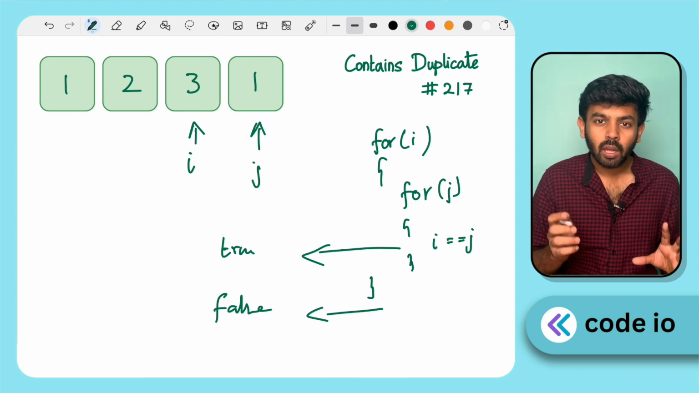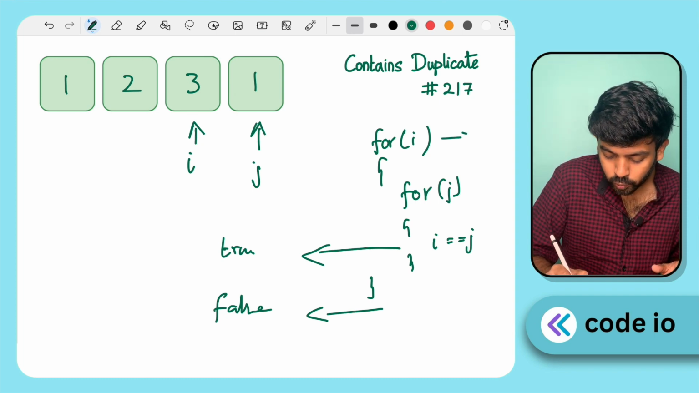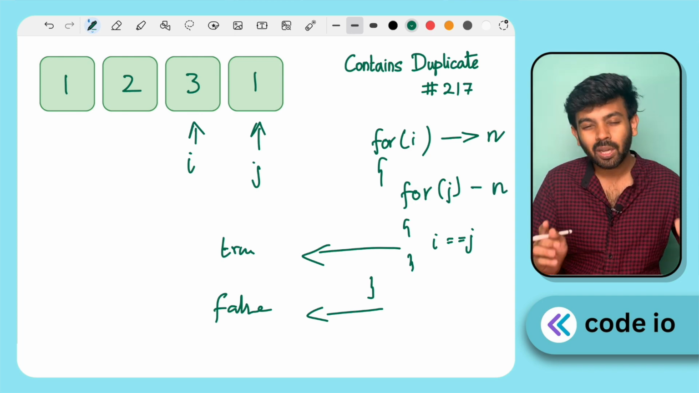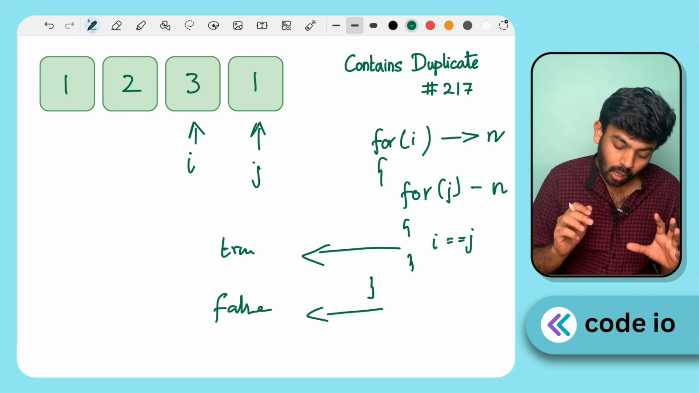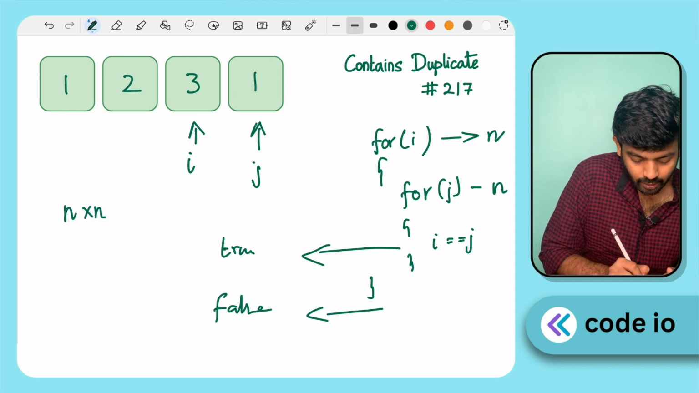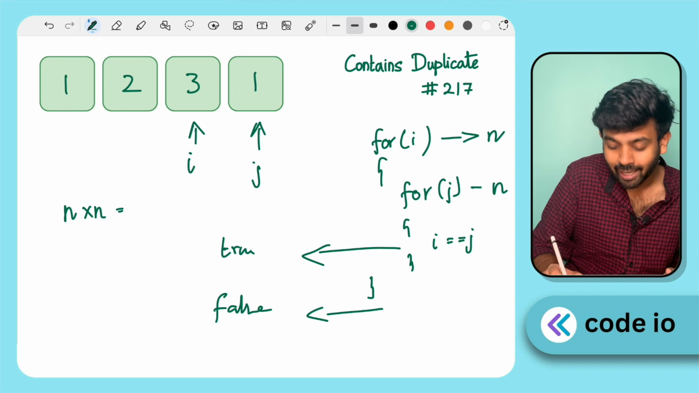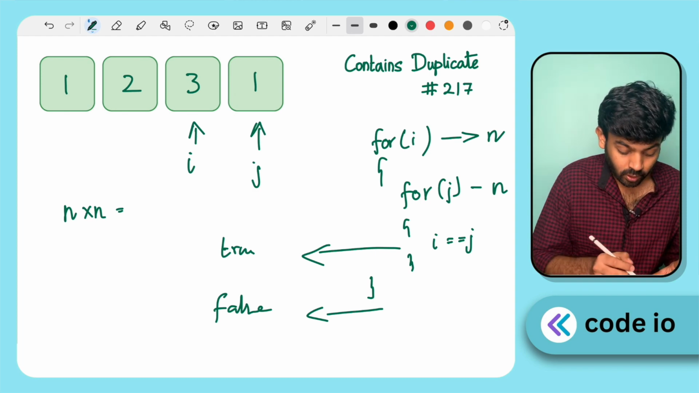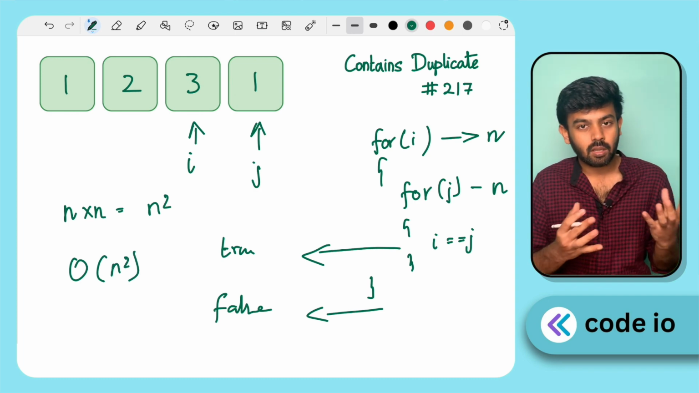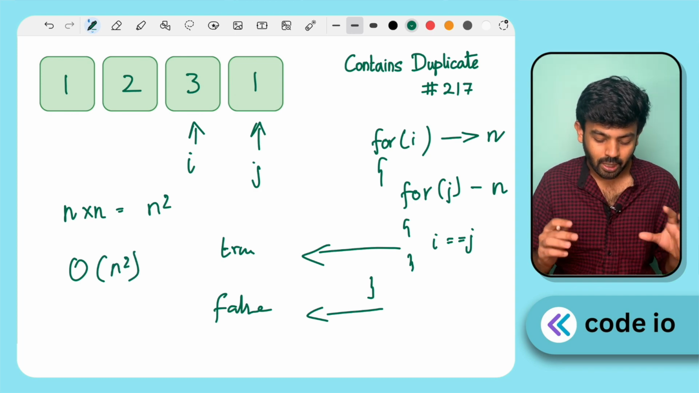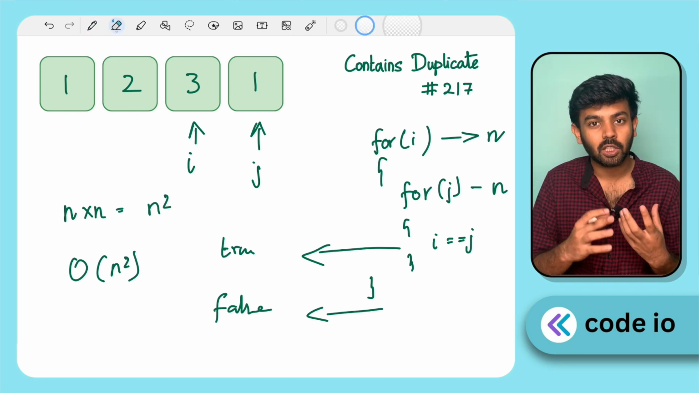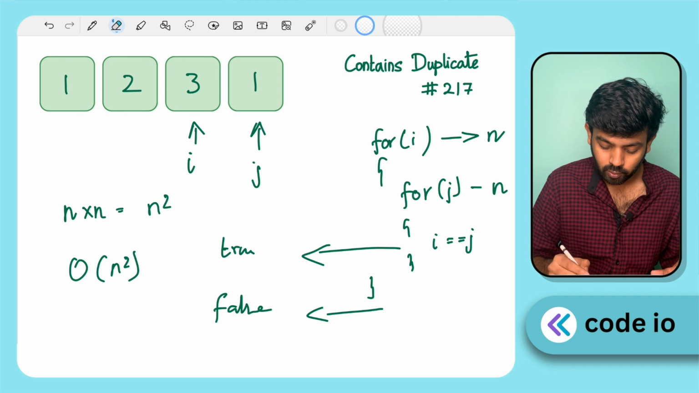Now this i is going to iterate through till n, and this j is also going to iterate through n, but it starts from i plus 1. The time complexity here would be n into n, right? Because for every iteration of i, j goes n times. So this is going to be n squared time complexity, order of n squared. That is not a very efficient approach. This is a basic approach that you might think of, but just know that you can solve it this way as well.